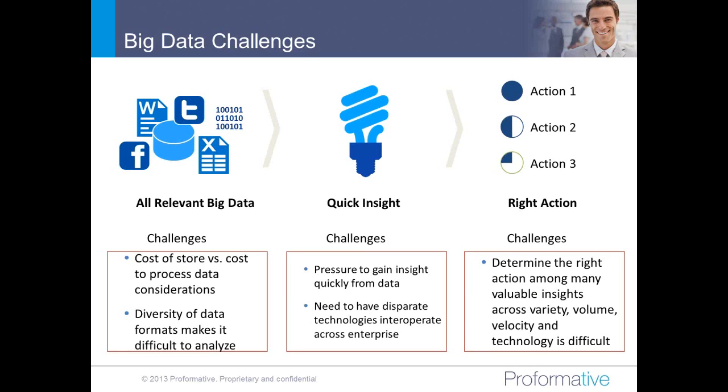From technical challenges, there's the cost of storing and the process, the volume of data that we have. There's a pressure to gain insight into this data really quickly. There's lots of different data formats that make it difficult to analyze. There's combining the insights across the formats, the time demand, the volume, the speed of processing is difficult. And finally, how to identify the data sources and how to collect it.